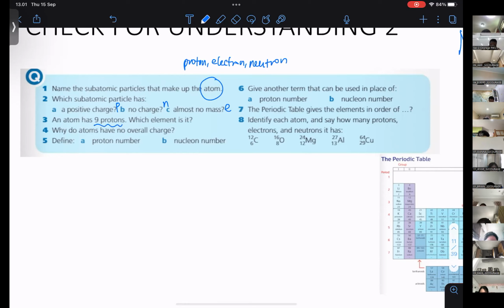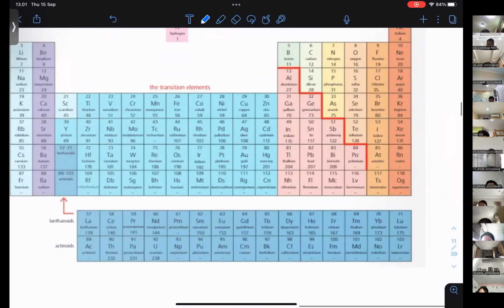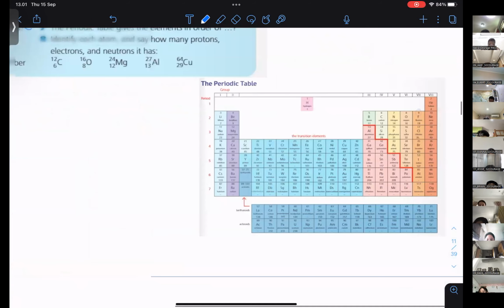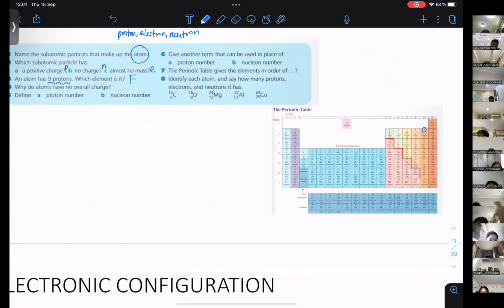An atom has 9 protons. Which element is this? This one we cannot just simply think and get the answer. You have to look at the periodic table. 9 protons, so this is 9. The answer is fluorine. Now, why do atoms have no overall charge? Because atoms have the same number of protons and electrons. Proton is +1, electron is -1. Generally, atoms have no overall charge because the number of protons and electrons are the same.